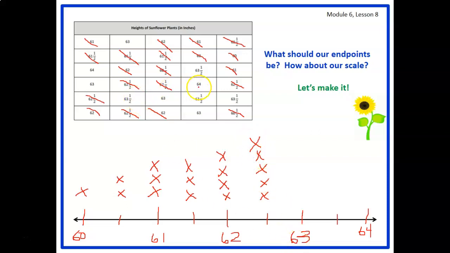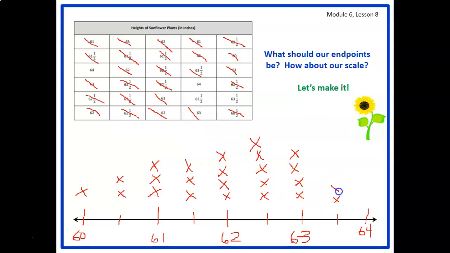Okay, 63. Got 1, 2, 3, 4. And the next interval would be 63 and a half. 1, 2. 2 of those. I just noticed a mistake I made.